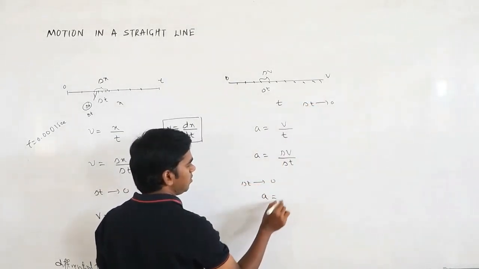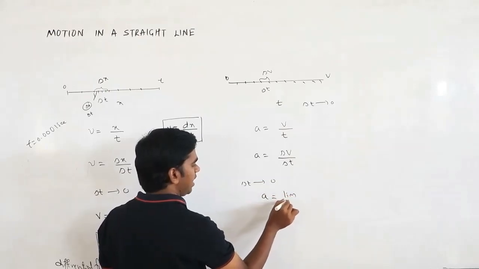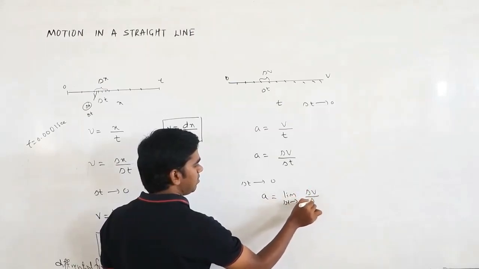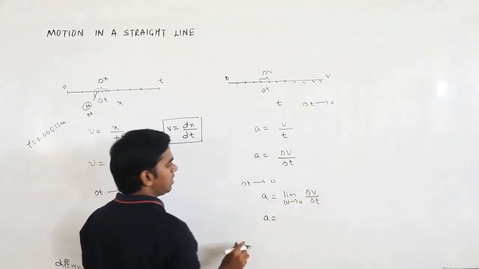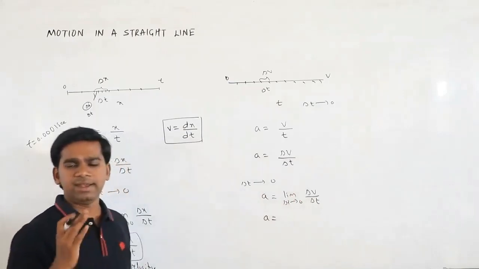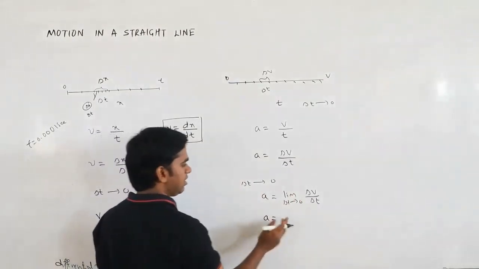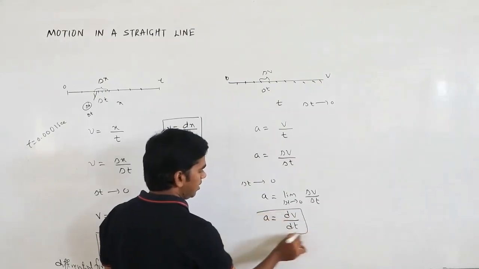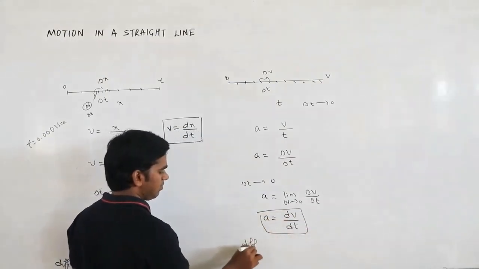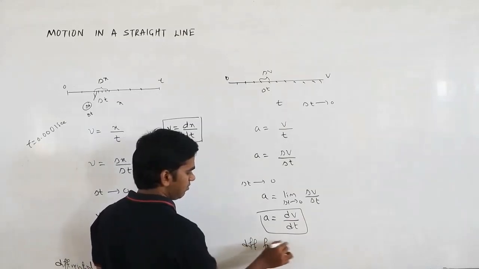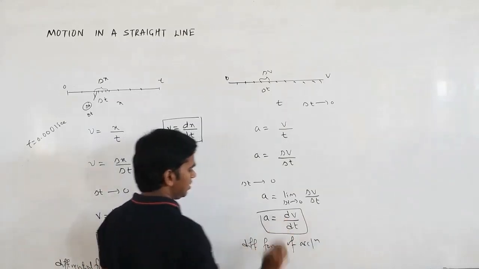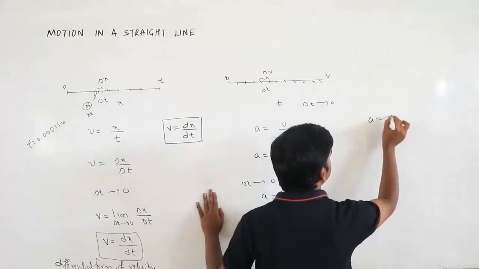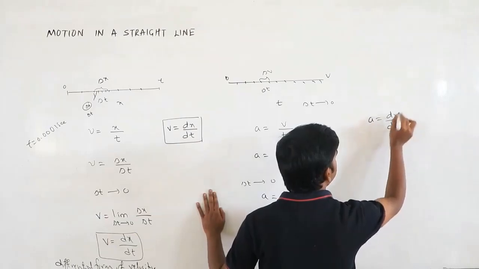So acceleration equals the limit where the time interval is very small, nearly 0, of delta v by delta t. So this limit, delta t tends to 0, delta v by delta t, you can write simply as dv by dt. So this is the differential form of acceleration. I can write acceleration equals dv by dt.